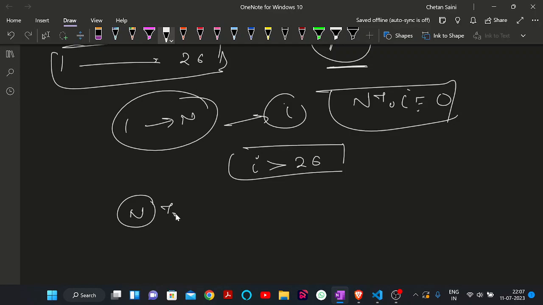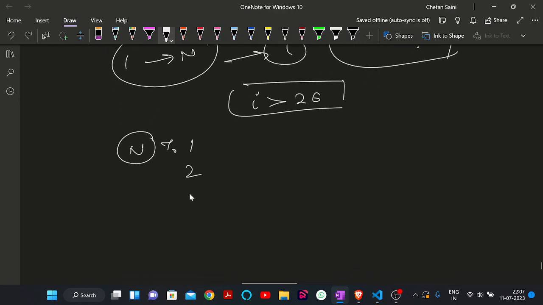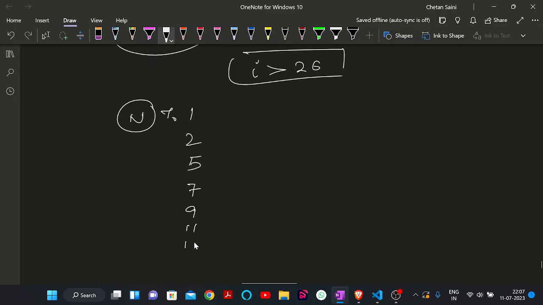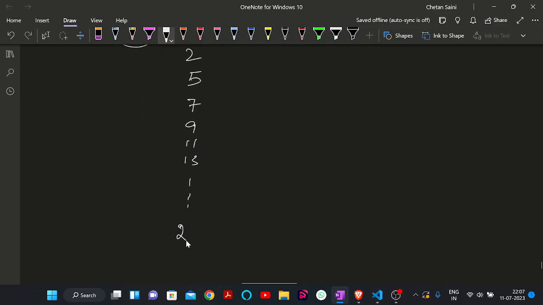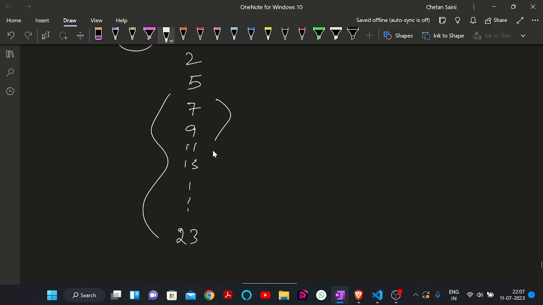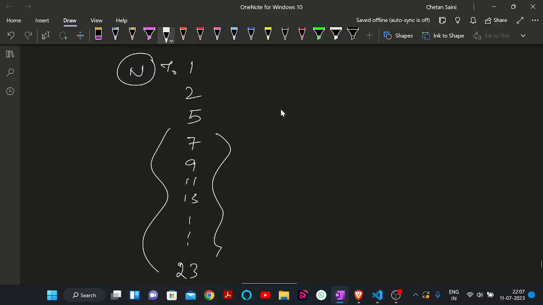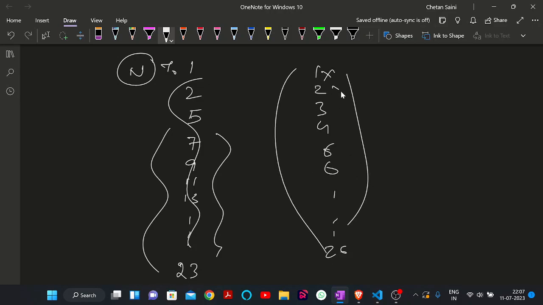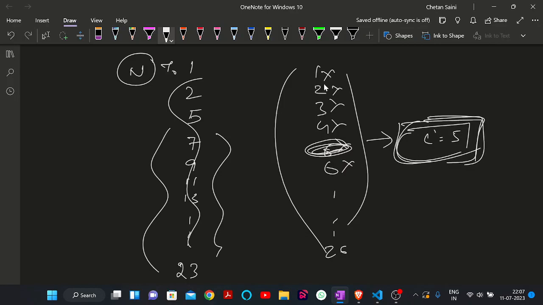n modulo 1, 2, and 5, 7, 9, 11, 13, till 23. These are not all prime numbers, like 1, 2, 3, 4, 5, 6, till 26. The number should be a multiplication of these. Because if it is not a multiple of 5, then we can terminate here. The loop will terminate here and we will get i as 5. So that number should be a multiple of 1 into 2 into 3 into 4 up to 26.